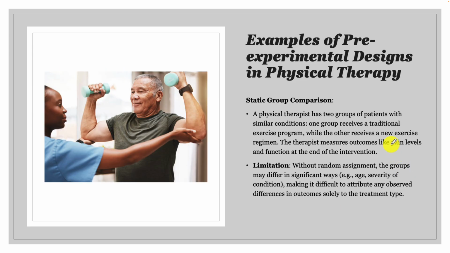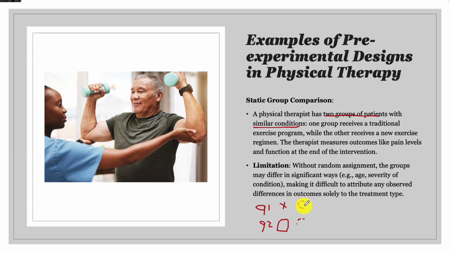And then I got one more for you here. So if we did a static group comparison, we would say that a physical therapist has two groups of patients with similar conditions. Okay, so let's look at this again. We got G1 and then we have G2. Makes sense, two groups. One group receives a traditional exercise program while the other receives a new exercise regime. Okay, well, in this one, we could say that Group 1 is getting the new one, and Group 2 is not getting the new one. They're just doing traditional exercise. So I'm just leaving that blank.